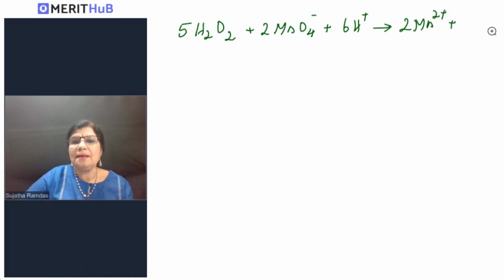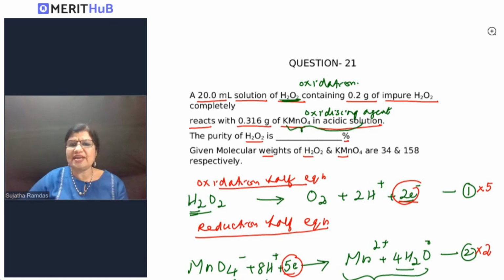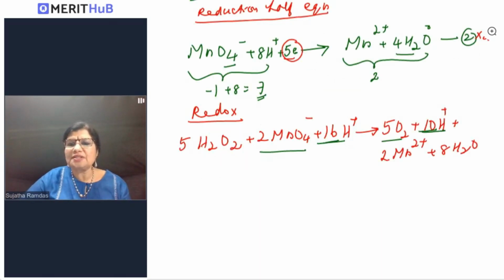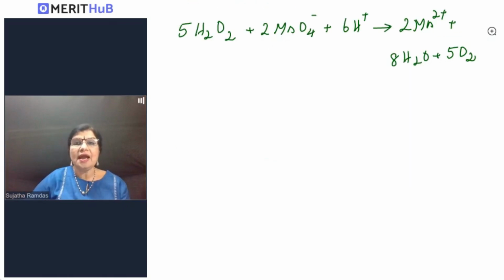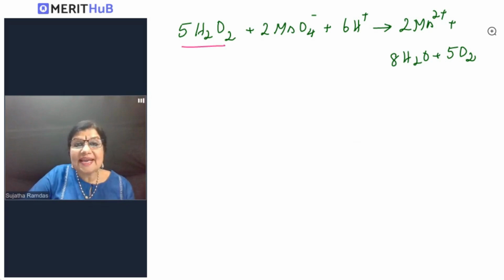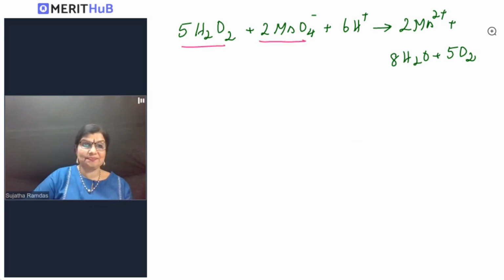2Mn2 plus 8H2O plus 5O2. Let's verify. Yes, 5O2 plus 2Mn2 plus and 8H2O. Okay. Now, we need to focus on these two reactants because we have been given the mass of MnO4 minus.